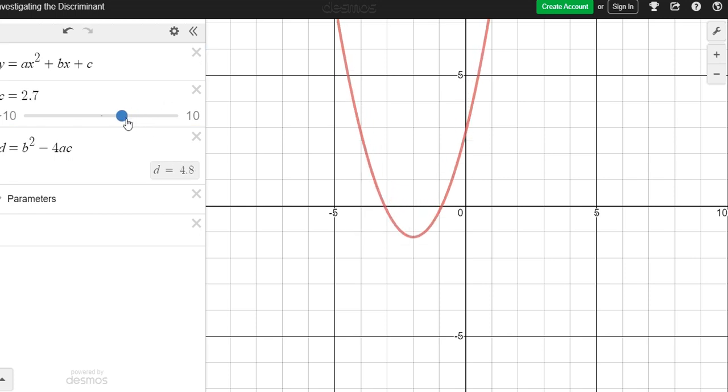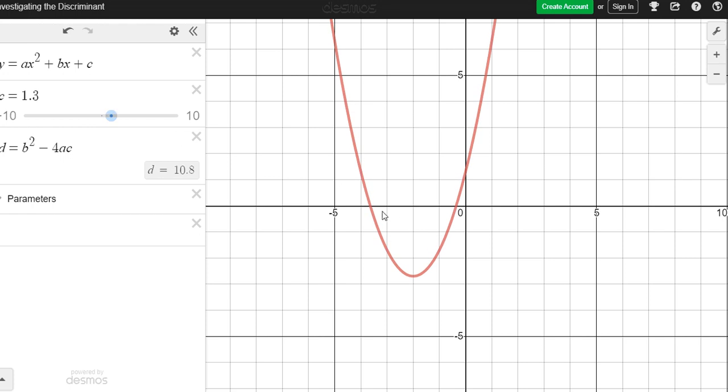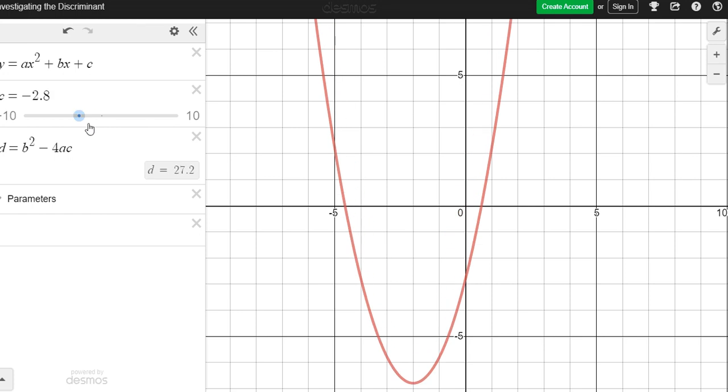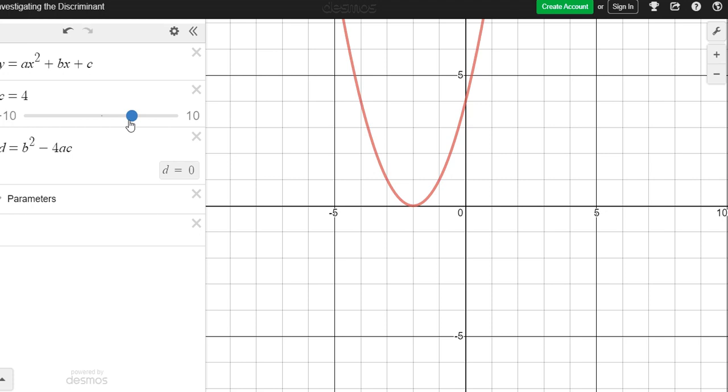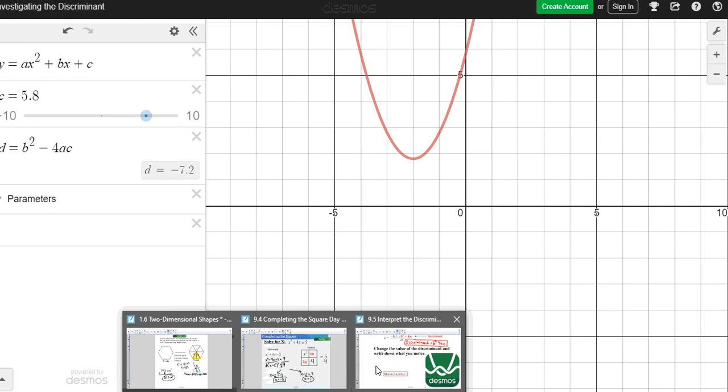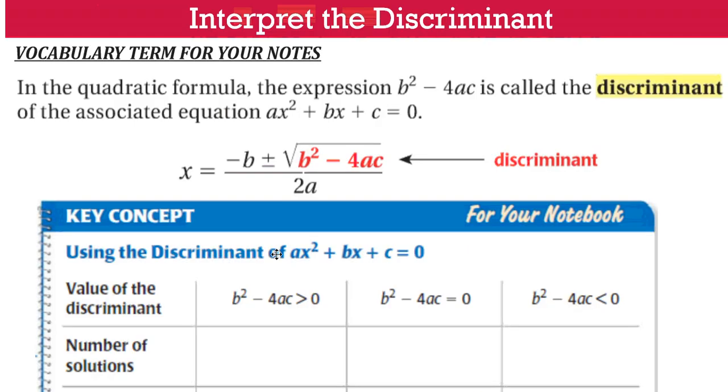And once that discriminant is positive, you're always going to have 2 x-intercepts because you can take the square roots of positive numbers and get 2 answers. So if your discriminant is positive, 2 x-intercepts. Once your discriminant becomes 0, you get 1 x-intercept, and if your discriminant is negative, you can't take square roots of negative numbers, so you're going to get no x-intercepts. No solutions for your equation.